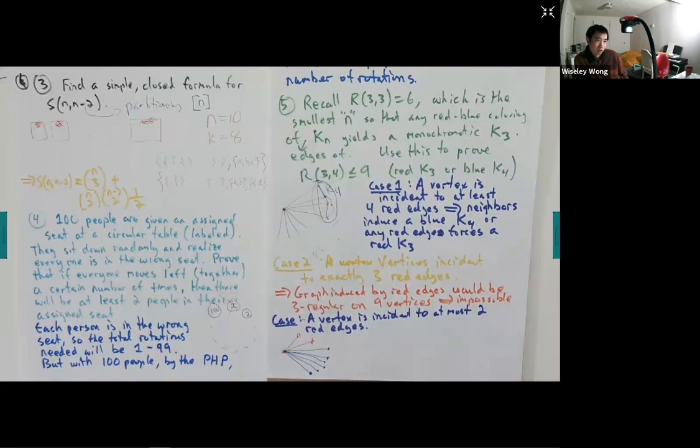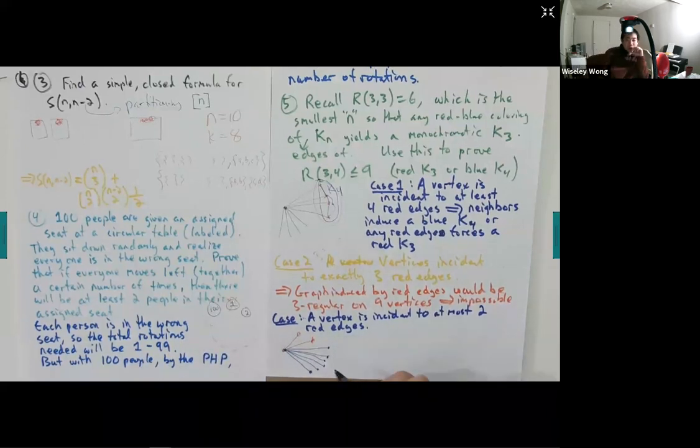So this is the case where a vertex has at most 2 red edges incident to it. That means the remaining ones that I'm looking at, which is 6 or more, must be all blue. So now, if these are all blue, I can look at the induced graph on these 6.